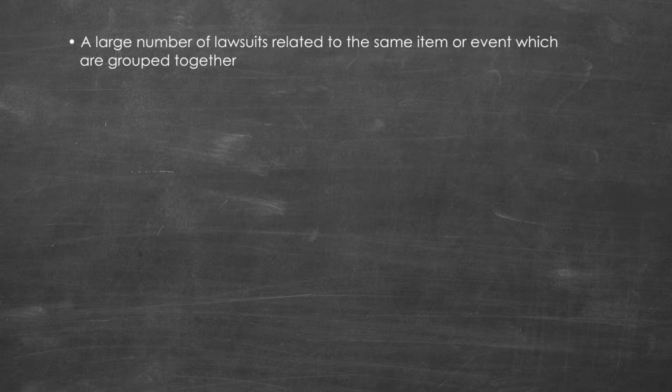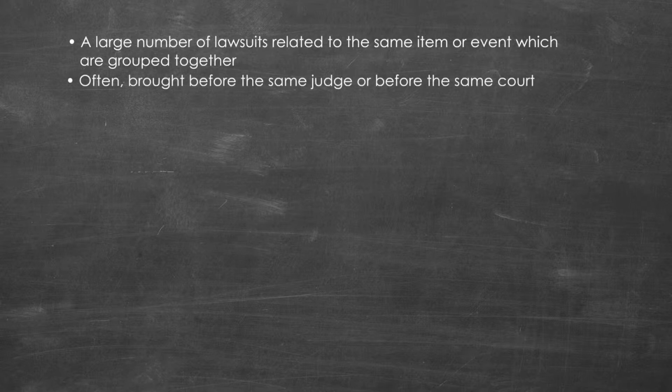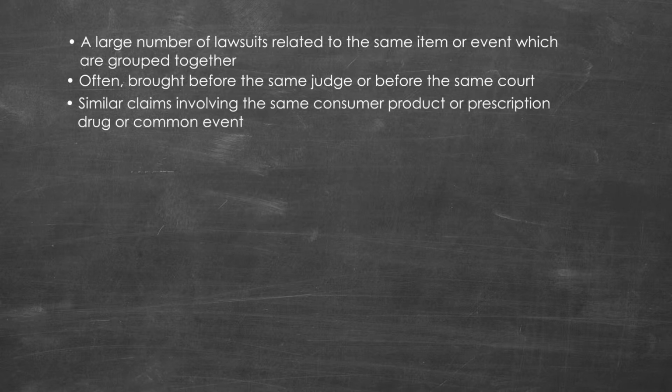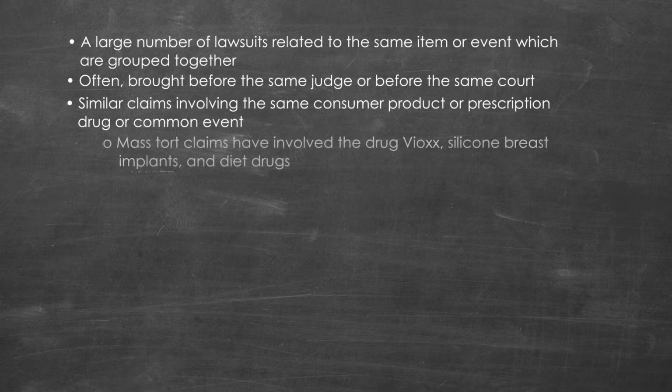On the other hand, you may be involved in what is known as a mass tort case. So what is a mass tort case? A mass tort case refers to a large number of lawsuits related to the same item or event that are grouped together. Often, these cases are brought before the same judge or before the same court in a particular region because they're similar claims involving the same consumer product or prescription drug or common event. These cases may involve hundreds or thousands of people with similar injuries throughout the country, settling their cases on a mass or consolidated basis. For example, mass tort claims have involved the drug Vioxx, silicone breast implants, and diet drugs.